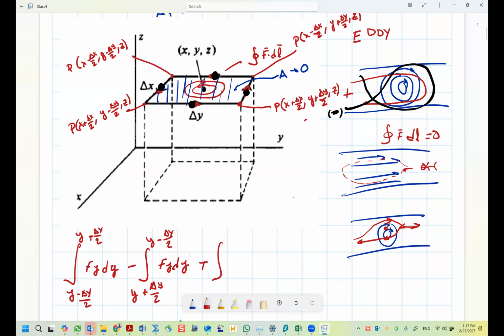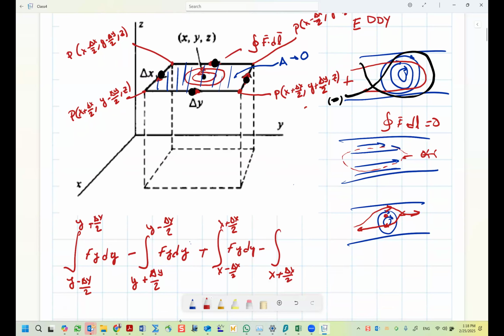Plus the integral from x minus delta x by 2 to x plus delta x by 2 of fy dy. I can write it all, and then I am going to explain each one of them. And they will be negative, from delta x by 2 to x minus delta x by 2, and this is not fy, this is fx dx. And it equals something, and that's something we want to find.